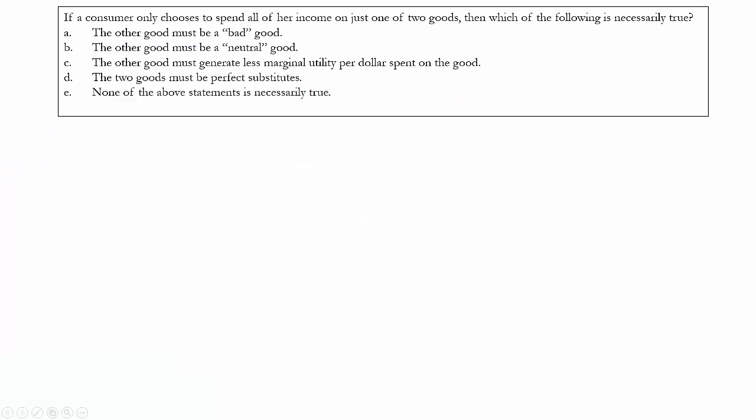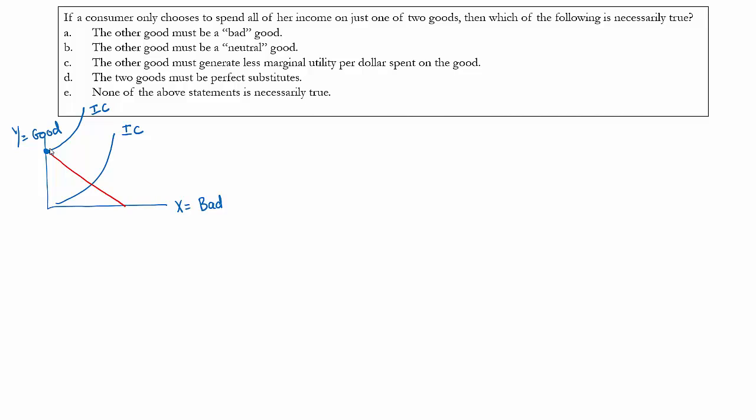If a consumer chooses to spend all of her income on just one of the two goods, which of the following is necessarily true? Let's put the good on the y-axis and the bad on the x-axis. Assuming diminishing marginal utility, which for the bad would be increasing marginal disutility, indifference curves slope up away from the bad. Now let's add a budget constraint. In this case, the highest indifference curve that the consumer can reach would be one that's just hitting the budget line at the Y corner, only choosing to spend her income on good Y.